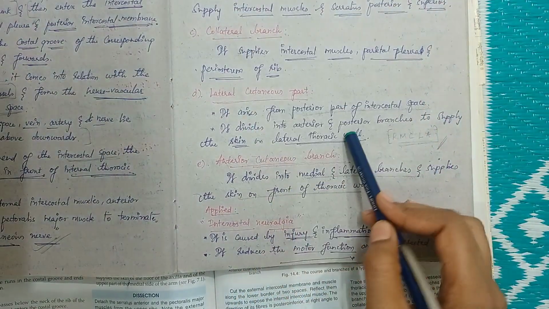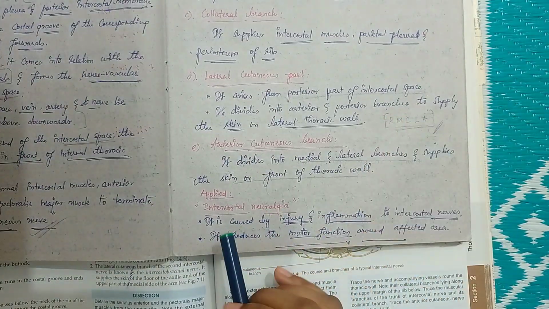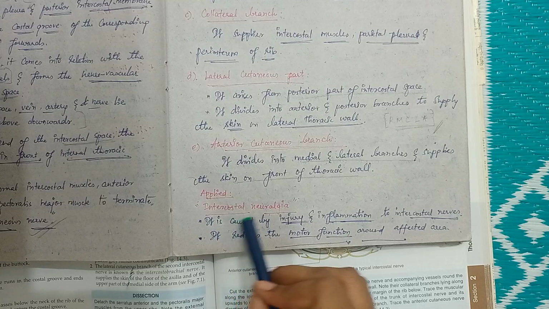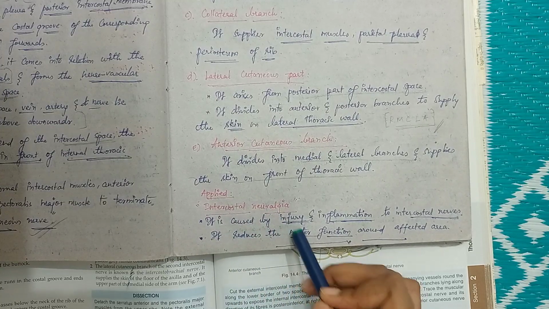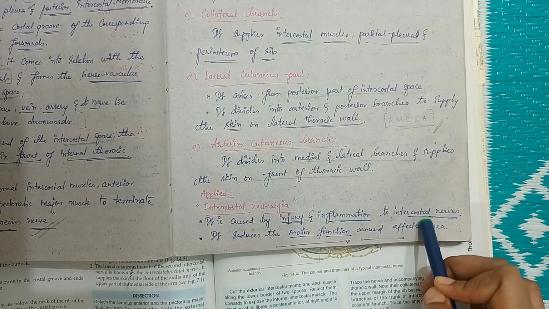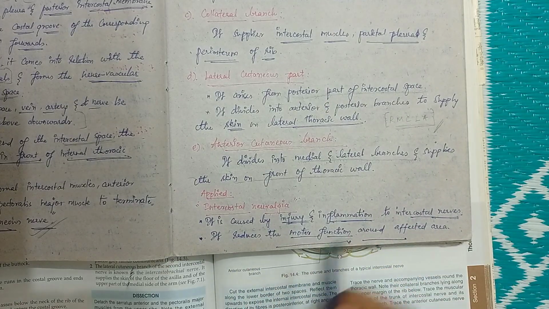These are all about the branches, and we move on to the applied aspect. So intercostal neuralgia is the applied aspect. It is caused by injury and inflammation to intercostal nerves. It reduces the motor functions around the affected area.